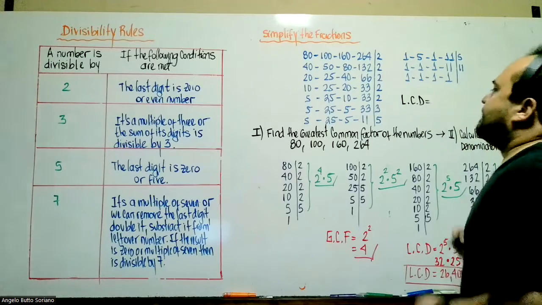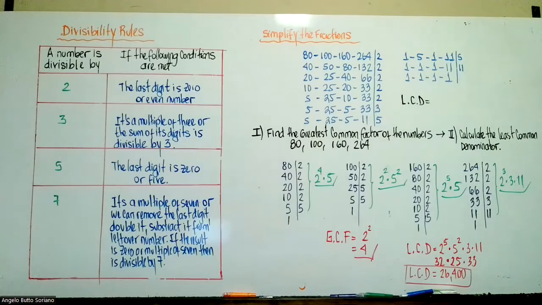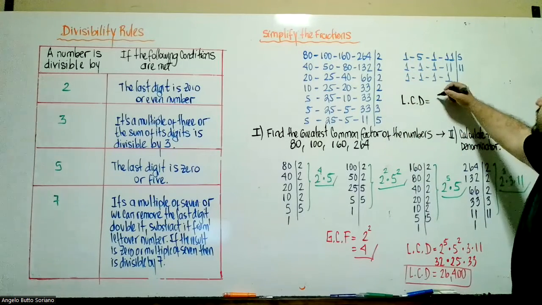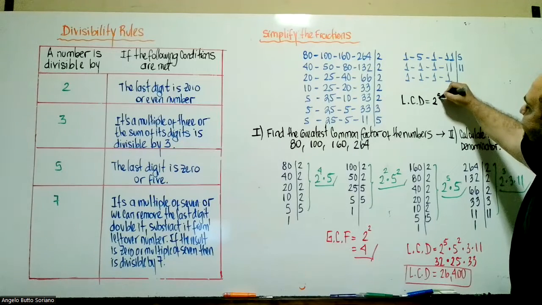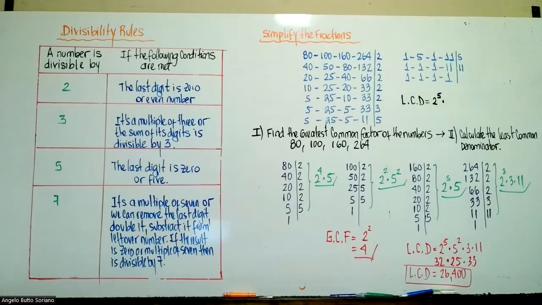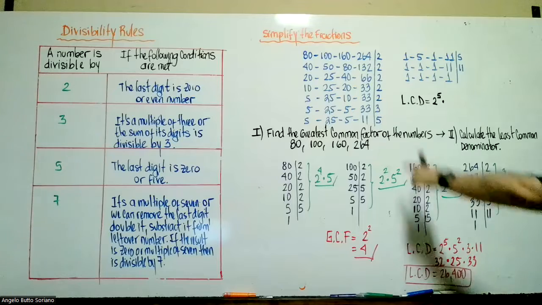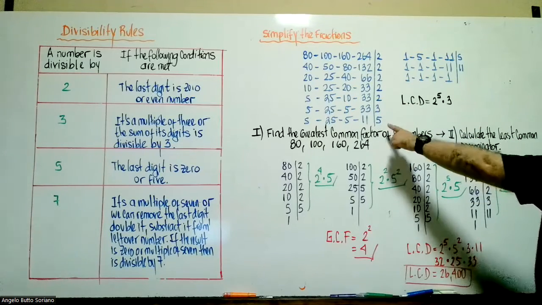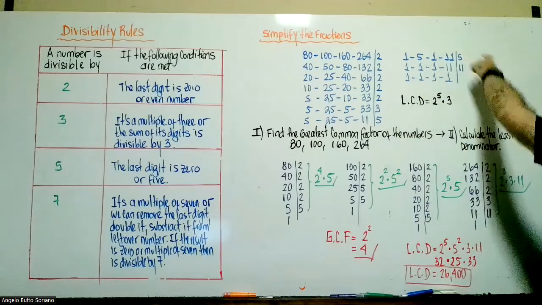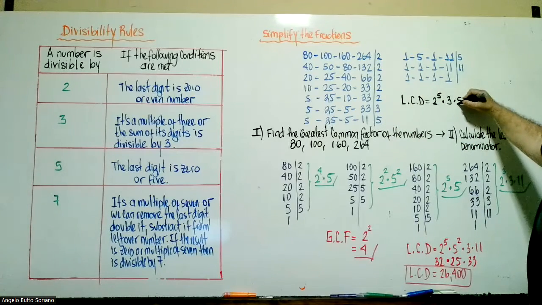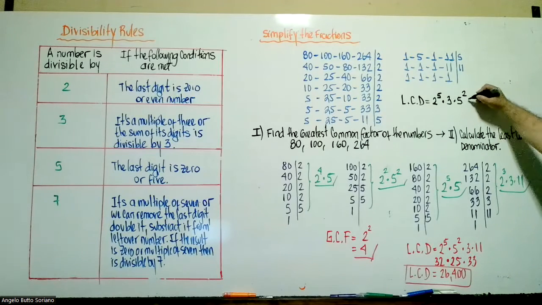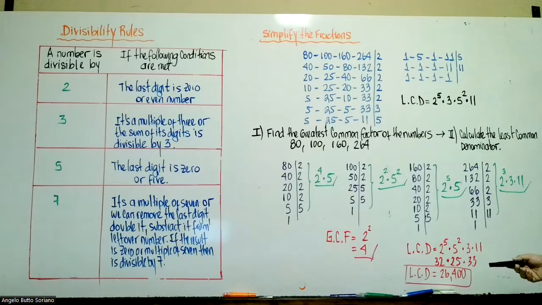LCD will be equal to how many times is the number 2 repeated? 1, 2, 3, 4, 5. Okay. 2 to the 5th power, times how many times is the number 3 repeated? Once. Okay. How many times is the number 5 repeated? 1 and 2. 5 to the second power. And finally, how many times is the number 11 repeated? Once. Okay.